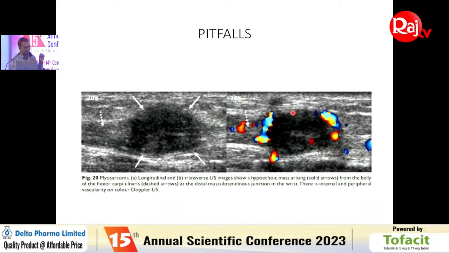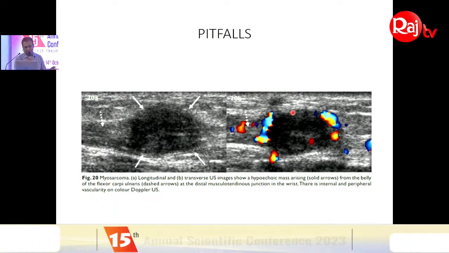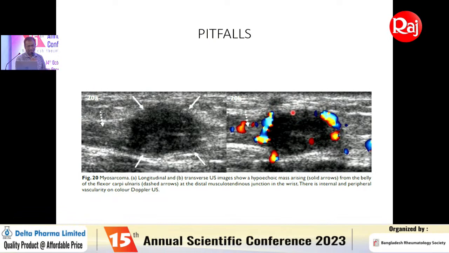The message is, don't be overly smart with the ultrasound machine, thinking that you can diagnose everything by ultrasound. Clinical decision is the core of our rheumatology, and you have to correlate with the investigation. Look, if you see this picture, you can say this is synovial hypertrophy. There is anechoic fluid, hypoechoic synovium, but this is not the fact. It is a case of tumor, myosarcoma.